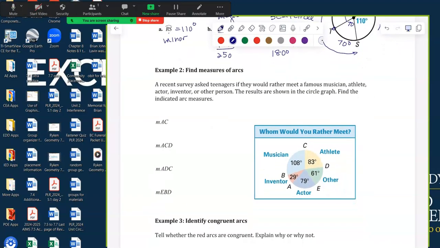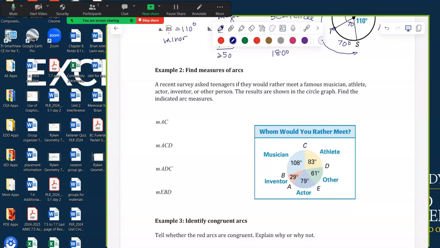A recent survey asked teenagers if they would rather meet a famous musician, athlete, actor, inventor, or other person. The results are shown in the circle graph. Find the indicated arc measurements. Okay, each of those angles are central angles. Okay, so what's the measure of AC?